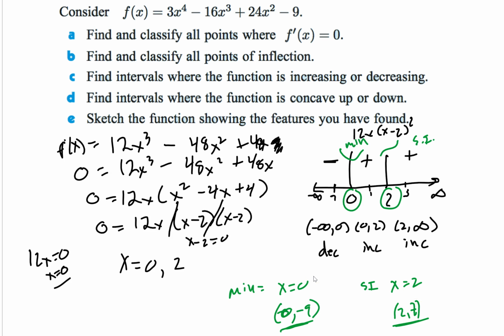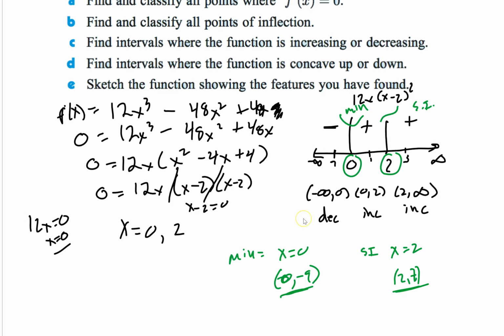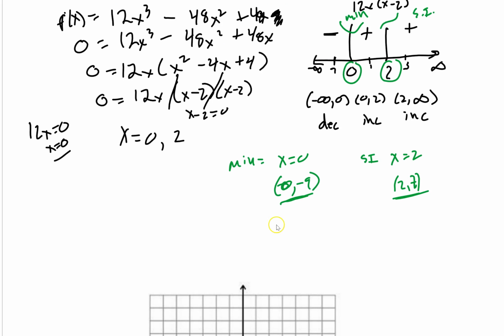So we got the first part done. Now let's talk about concavity. And I'm running out of space. That's not the best thing in the world. Anyway, so second derivative. That's my first derivative, so take it again. So that's going to be 36x squared minus 96x plus 48. Oh, that sucks. Set equal to 0.